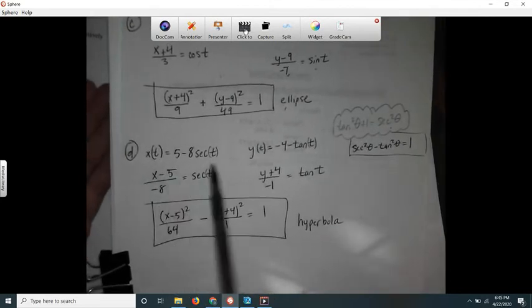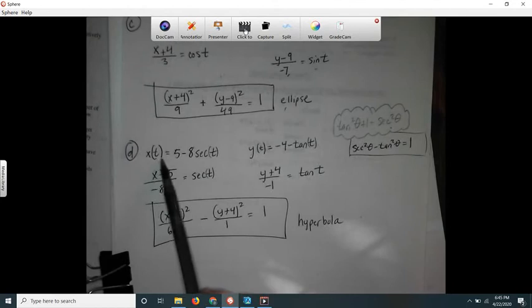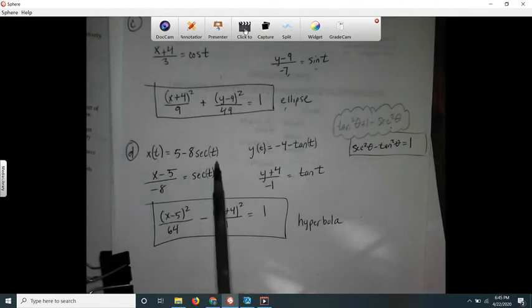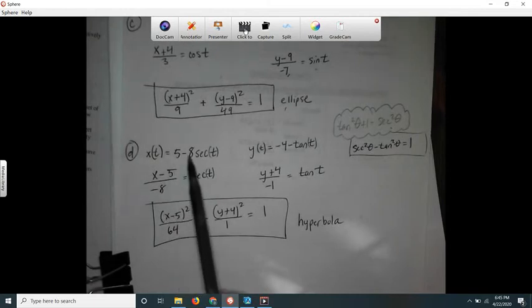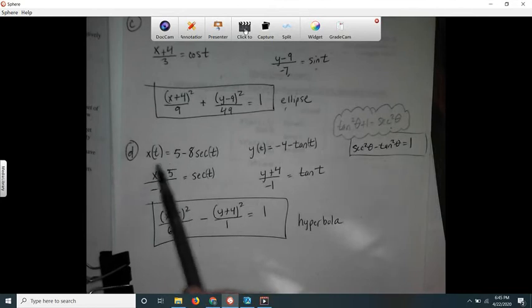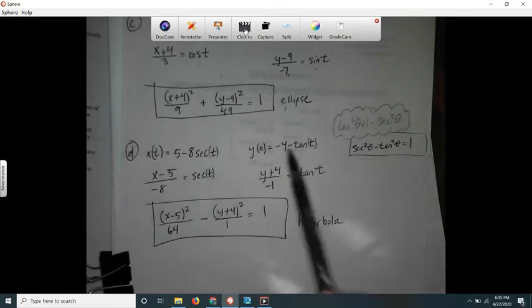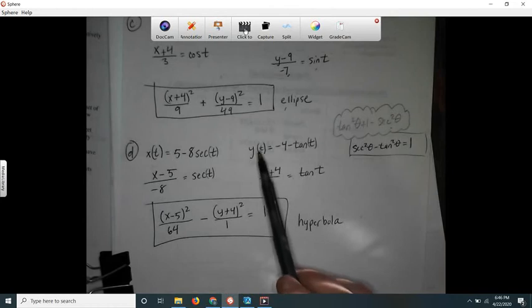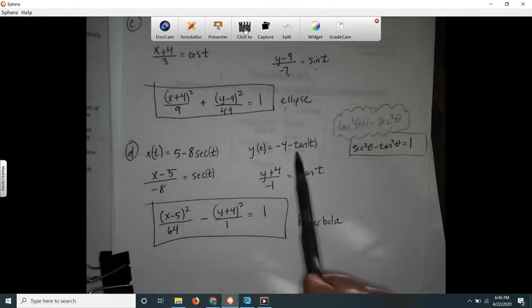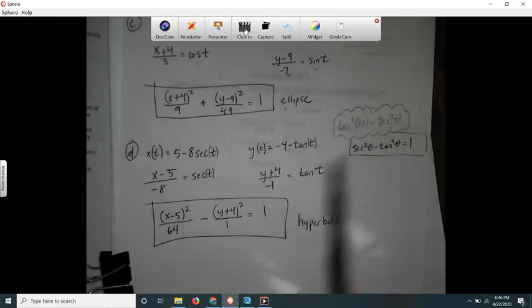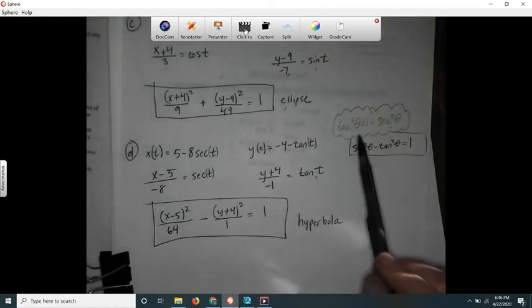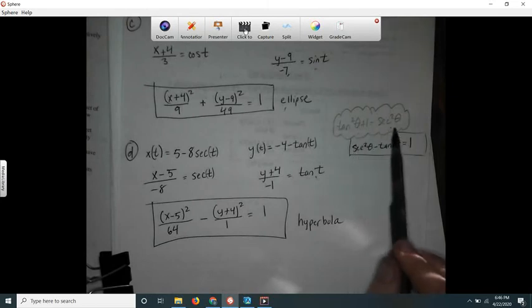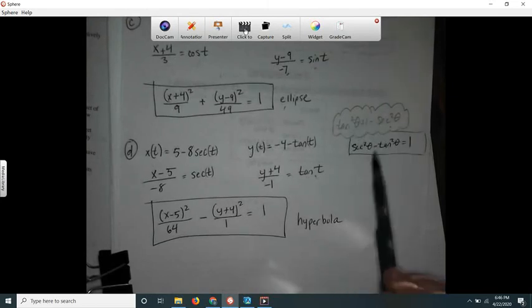This one starts out with x of t, and I'm going to turn it into just an x. I'm going to subtract 5 from both sides and divide by negative 8, and that gave me secant t by itself. And over here, turn that into a y, add 4, divide by negative 1 to get rid of that negative, and I get tangent t. Then I looked in my magic book, and it also had tangent squared theta plus 1 equals secant squared theta. It's one of the Pythagorean identities.